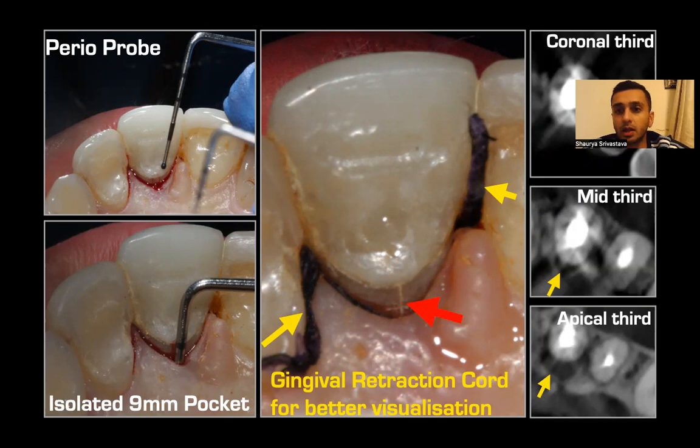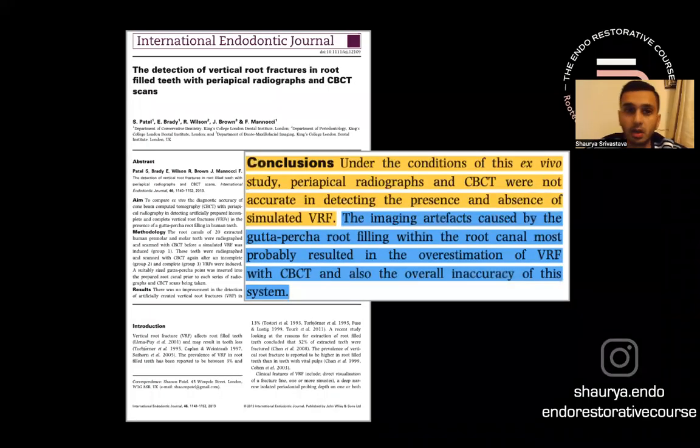So that tells you again that CBCTs are not the best tool to detect a vertical root fracture. They give a good hint or indication that there may be a vertical root fracture, but you have to evaluate it well enough. And we have enough evidence to support that. Again, this is a paper done by us at King's. And as you can see, the conclusion is that under conditions of an ex vivo study, CBCTs were not accurate in detecting the presence or absence of a simulated vertical root fracture.